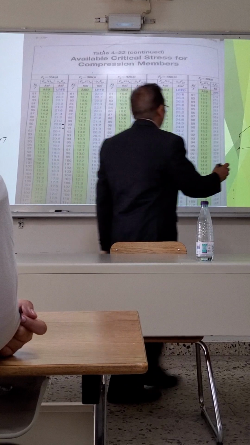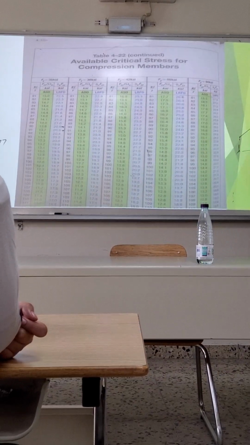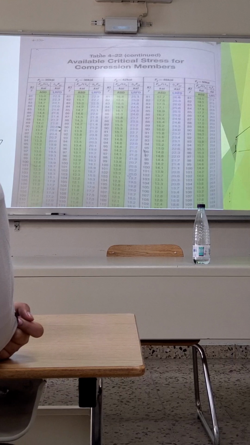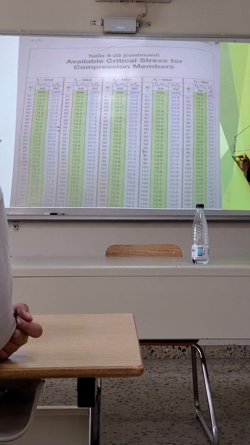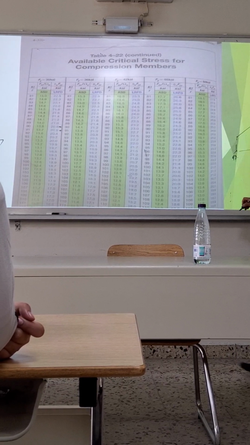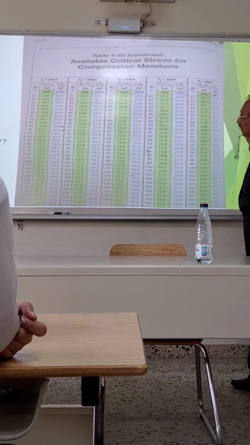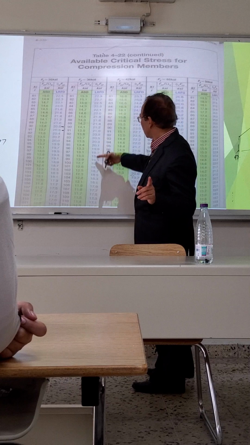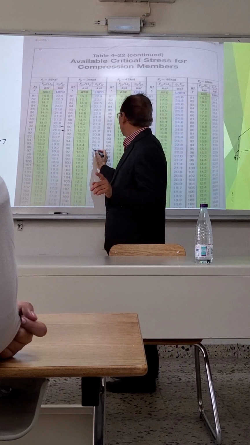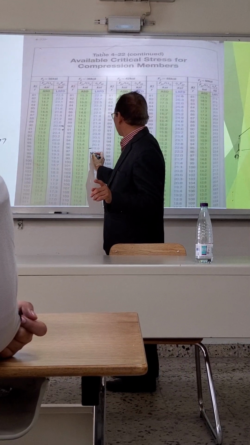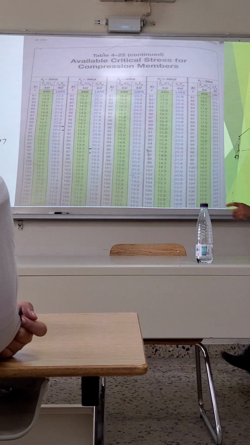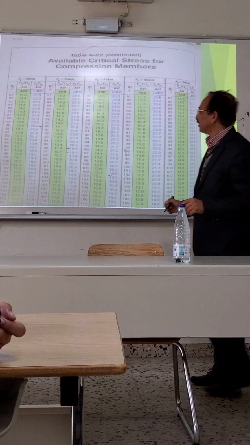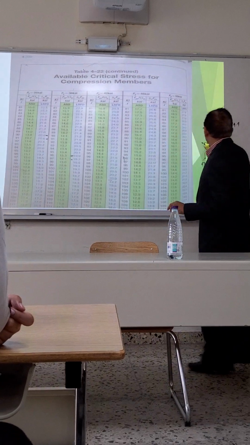So you have 96. At 96 the value is how much? 19.9. 19.9 at 96, and at 97 the value is 19.7, for steel grade 36. Okay, first you highlight this, 19.9 and 19.7.